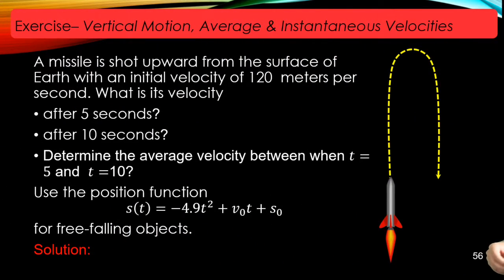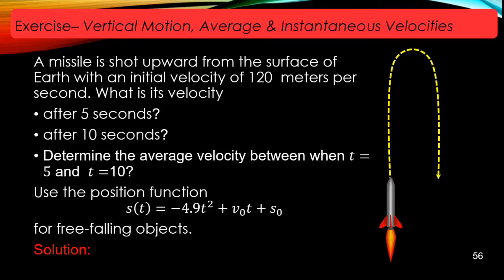A rocket is shot upward from the surface of the Earth with an initial velocity of 120 meters per second. And the question is asking, what is its velocity after 5 seconds, 10 seconds? Once we come up with those, these are going to be the instantaneous velocities for this object at the time moment 5 seconds and 10 seconds. And then we're going to find the average velocity between t equals 5 and t equals 10 seconds.